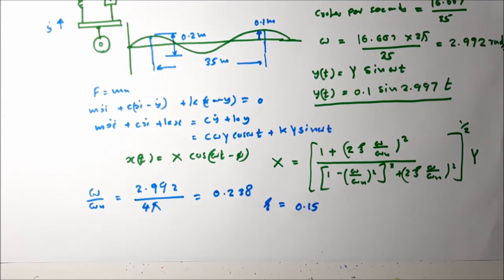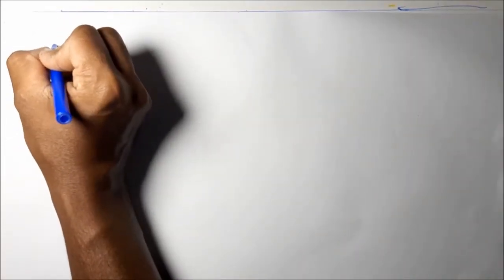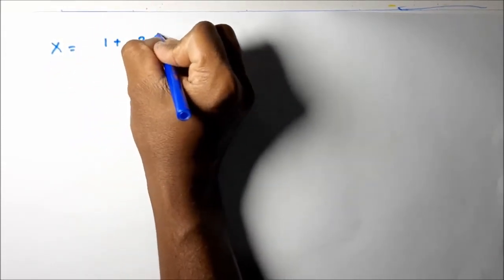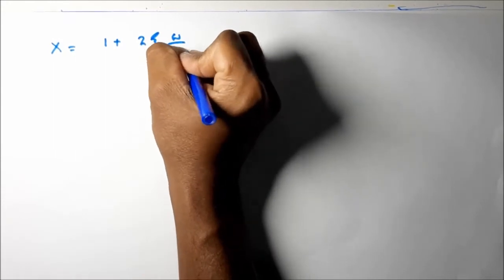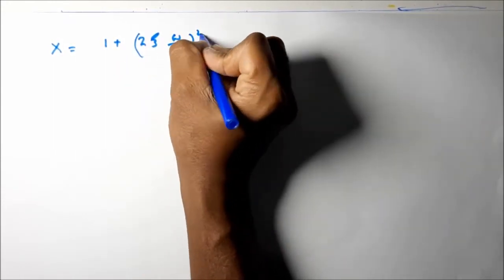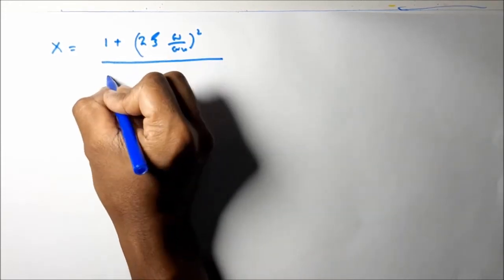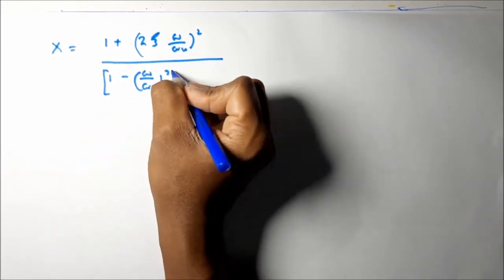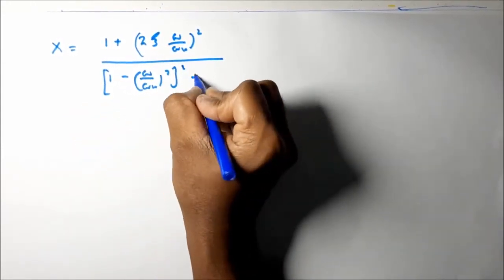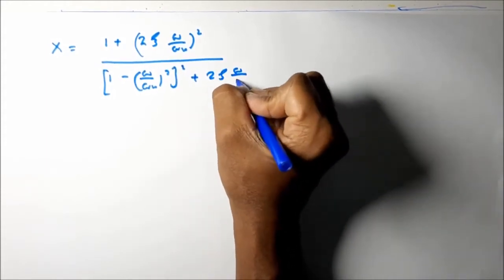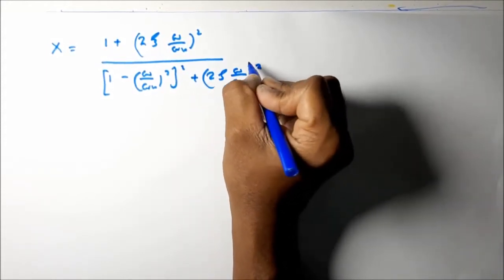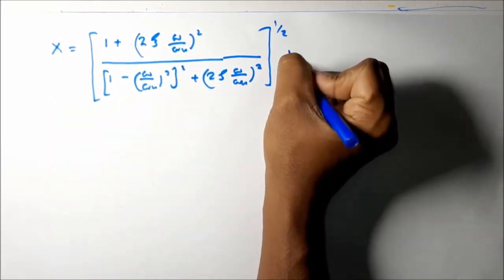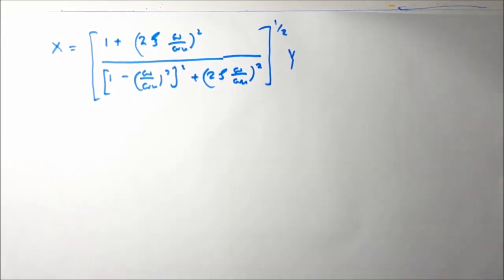Let me substitute these values. First of all, I am going to write the equation. X is equal to the square root of (1 plus (2 zeta omega divided by omega n) squared) divided by ((1 minus (omega divided by omega n) squared) squared plus (2 zeta omega divided by omega n) squared), into Y.